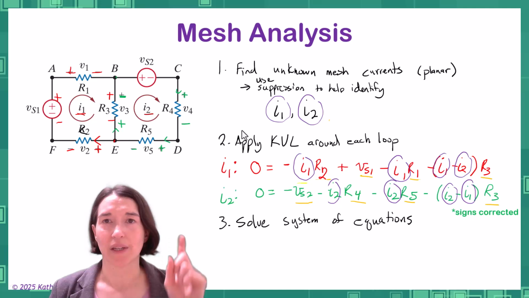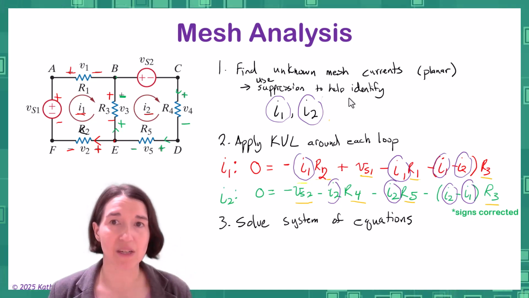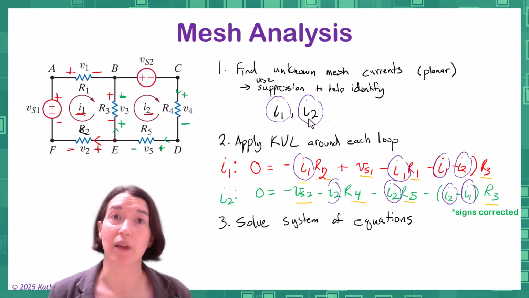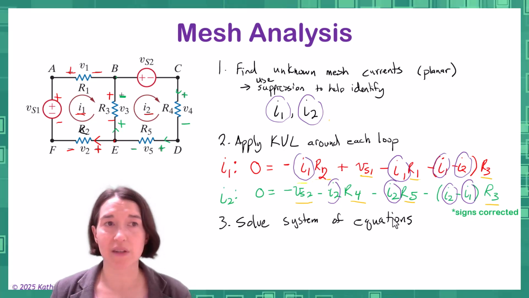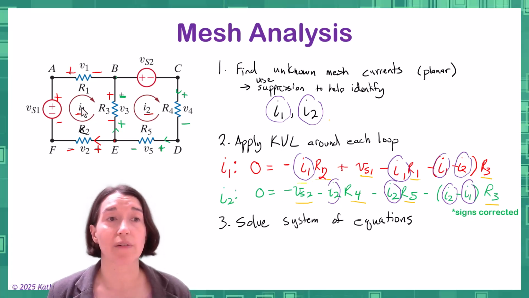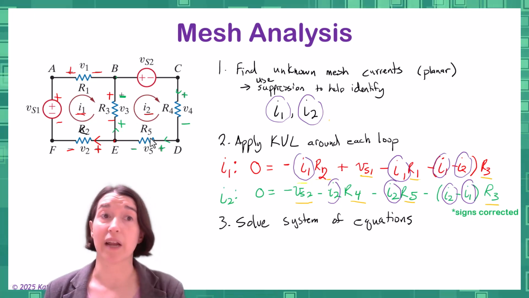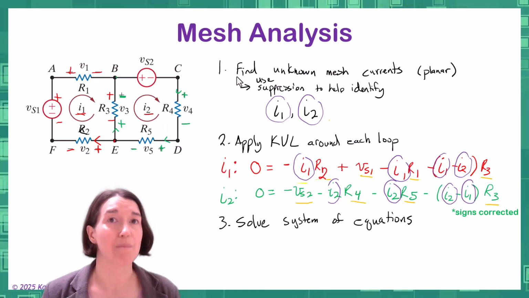So if it's a nice mesh shape, we can use inspection to identify all the mesh currents, how many of them are unknowns, and then apply KVL around them and solve the system of equations. Then you'll have all the current values, and from there, you can define any of the voltages around the loop as well. So that's the basics of mesh analysis.